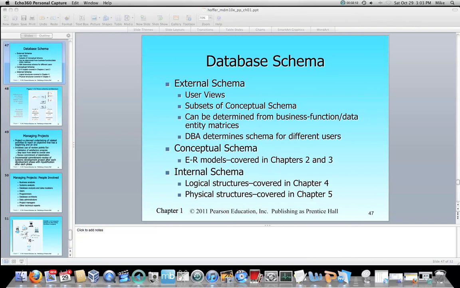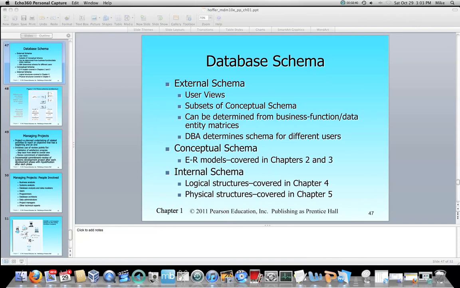Then there's a conceptual schema. We're going to talk about that in chapter 2 and chapter 3. That's our modeling, right? So what is this database? How was it modeled? How did we put it together? And those models are typically used by people to get a view of the database conceptually, the conceptual schema, right?